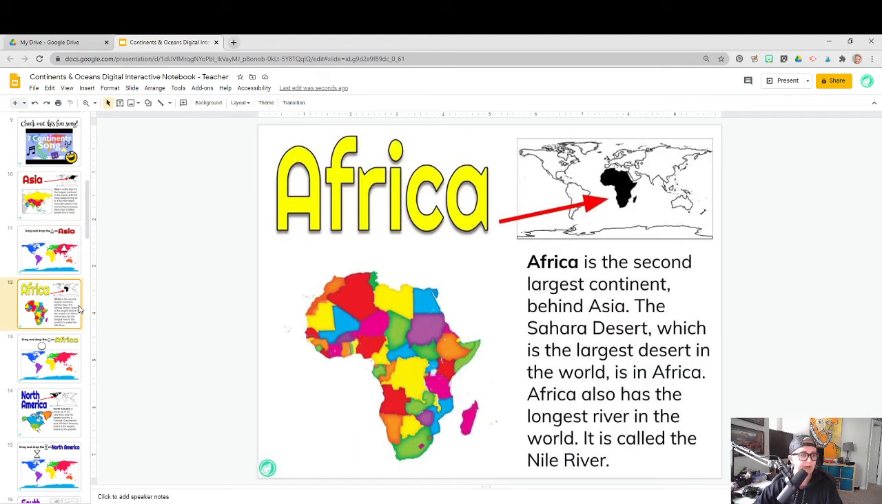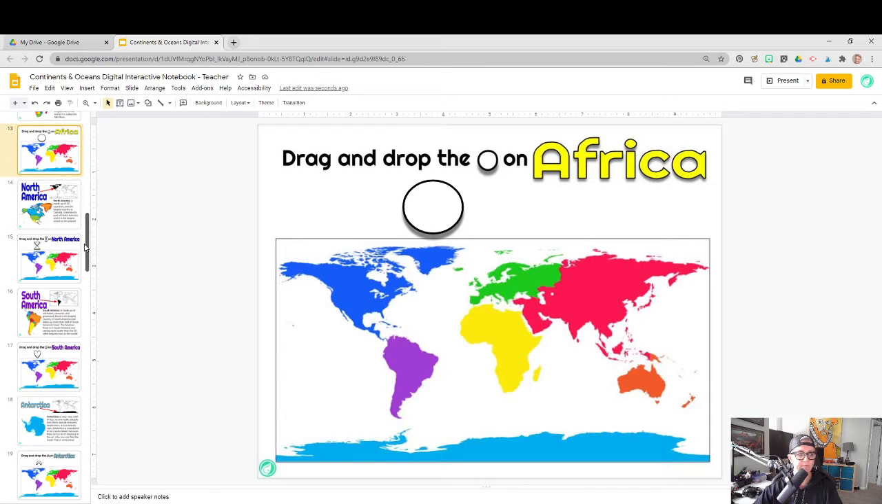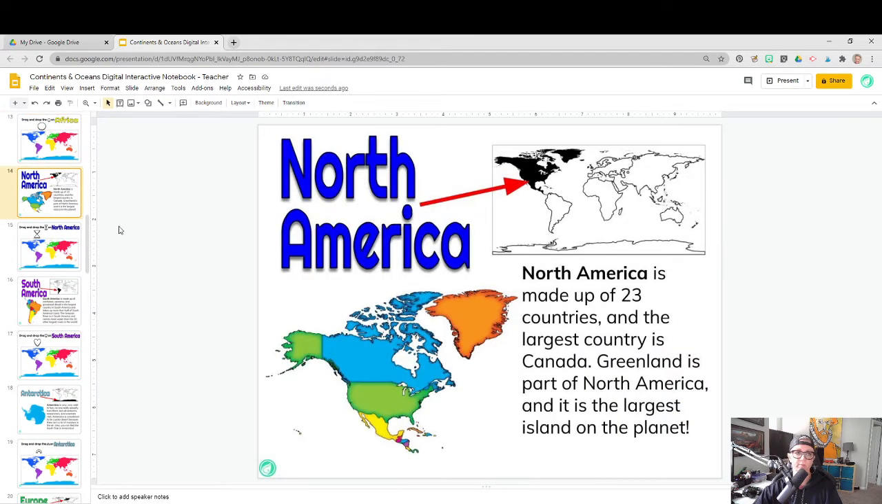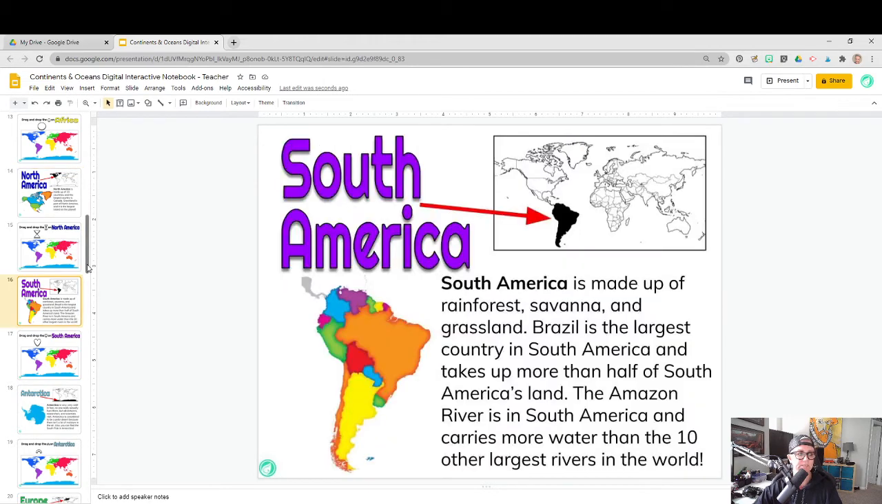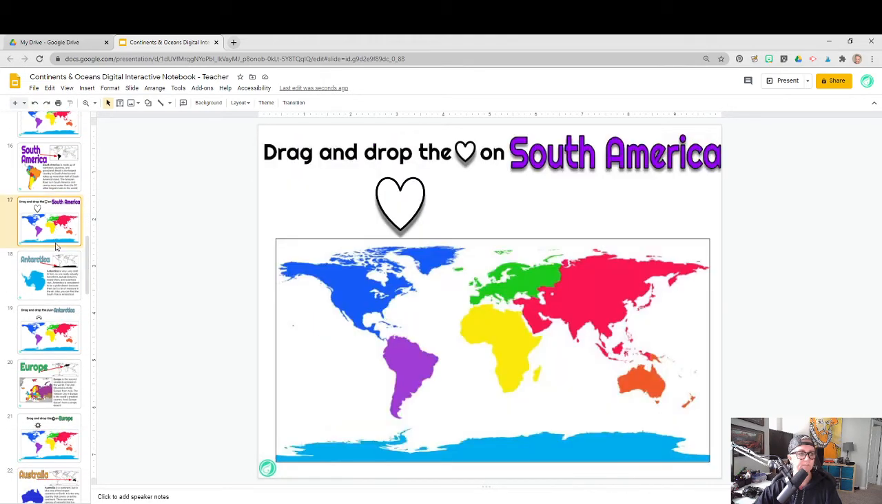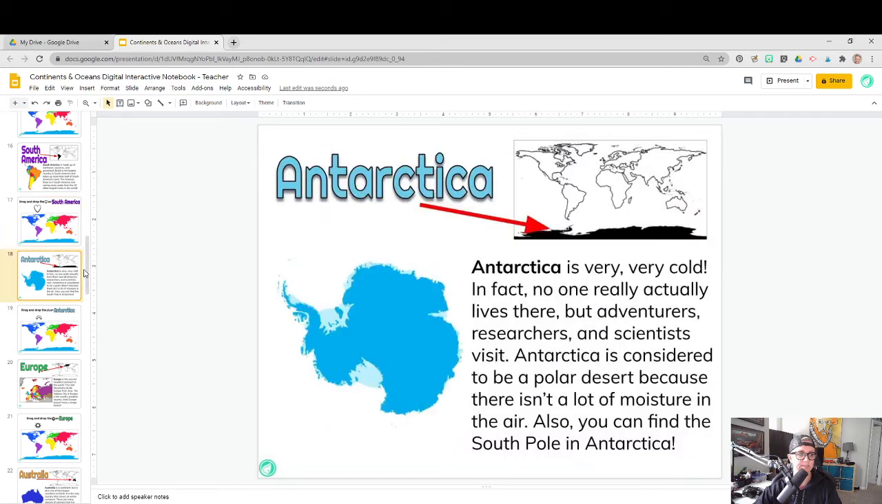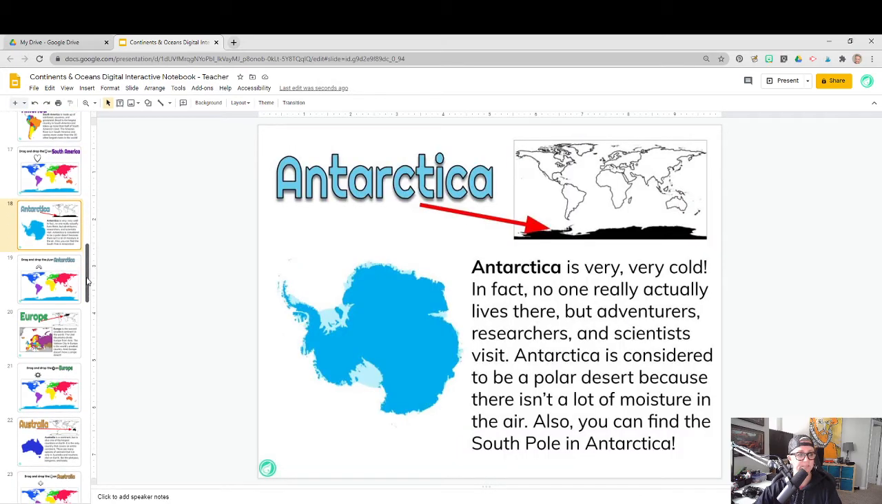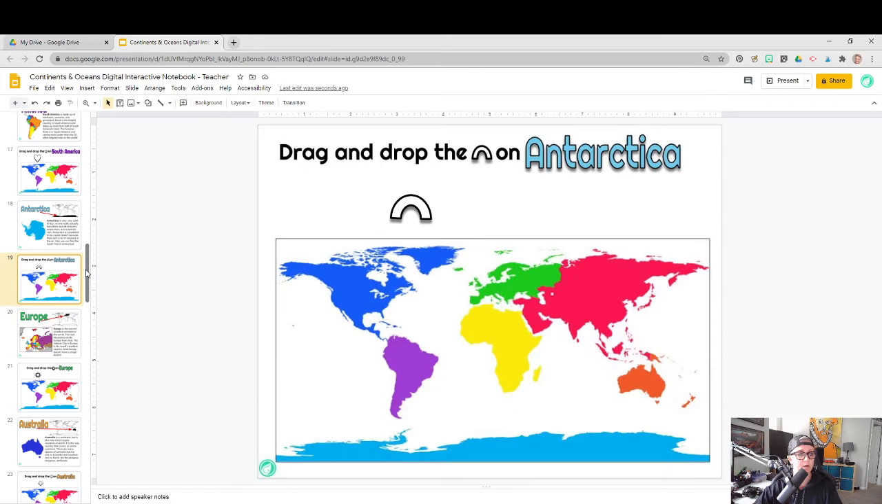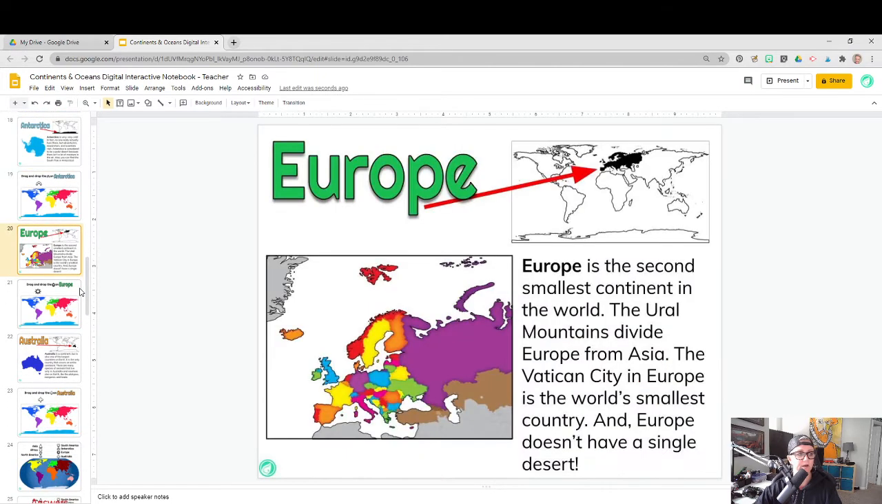Same thing with Africa, moving the circle. We've got North America, again, color coded to the previous slides that we've had. So each of the continents here has their facts and their information along with a corresponding slide and shape that they need to bring over to that continent on the map.